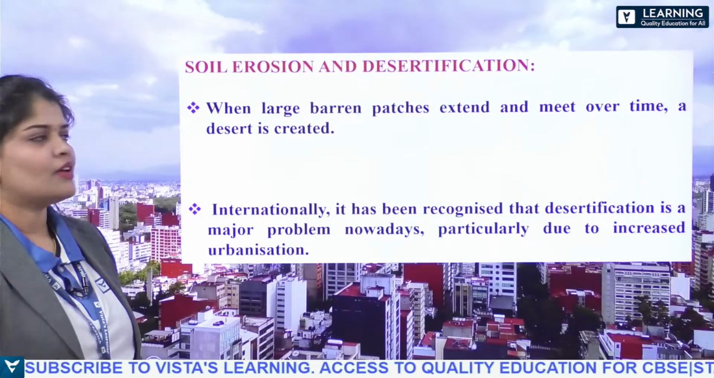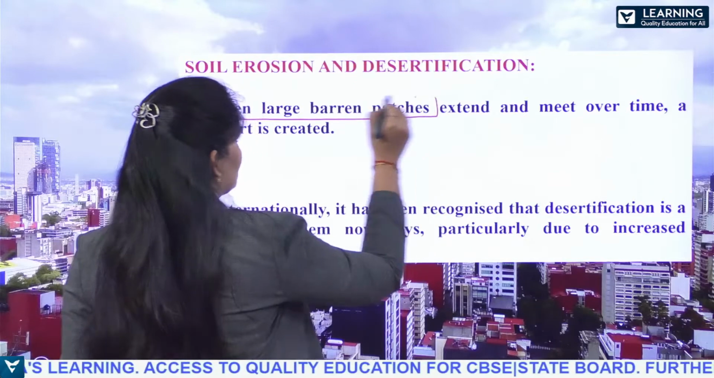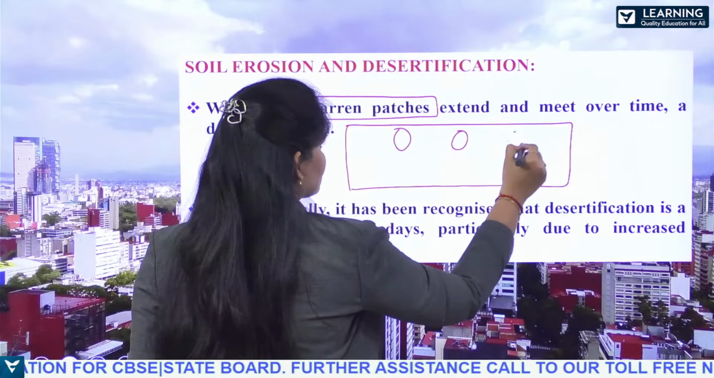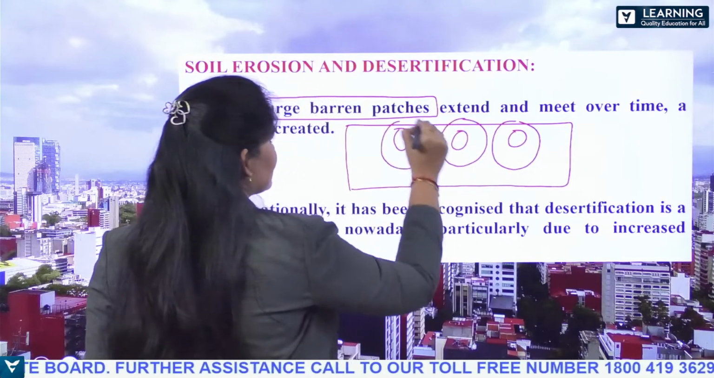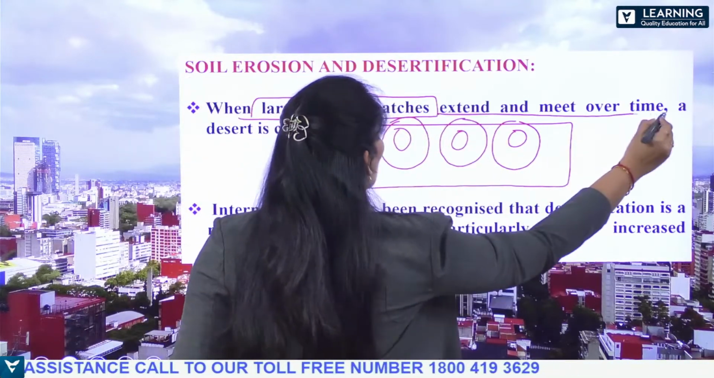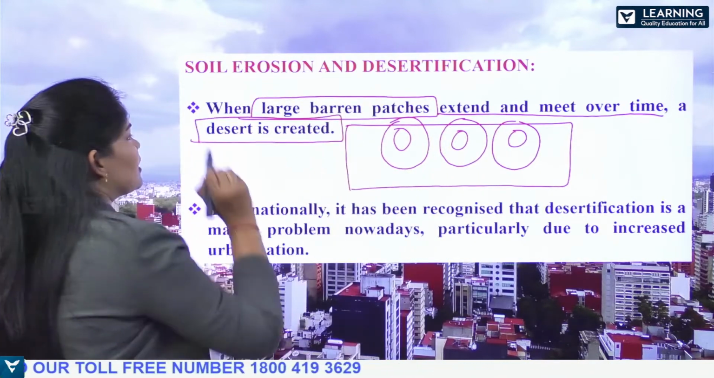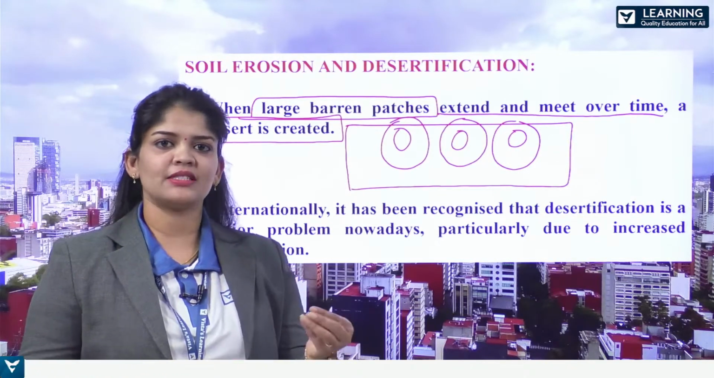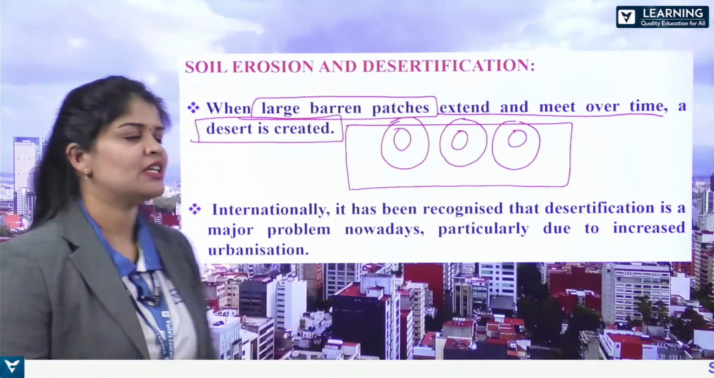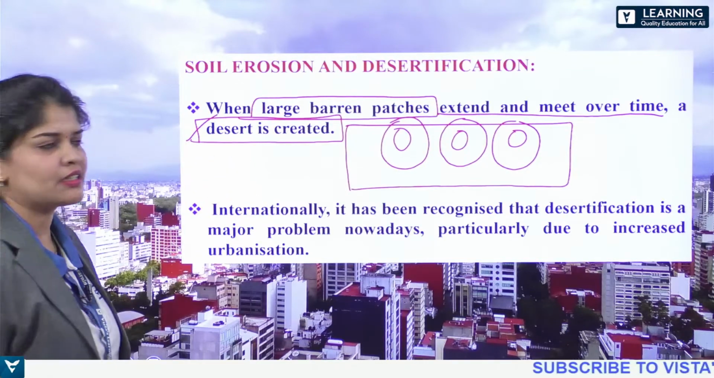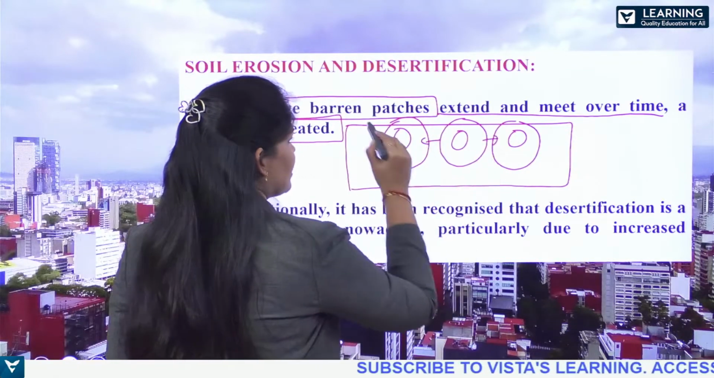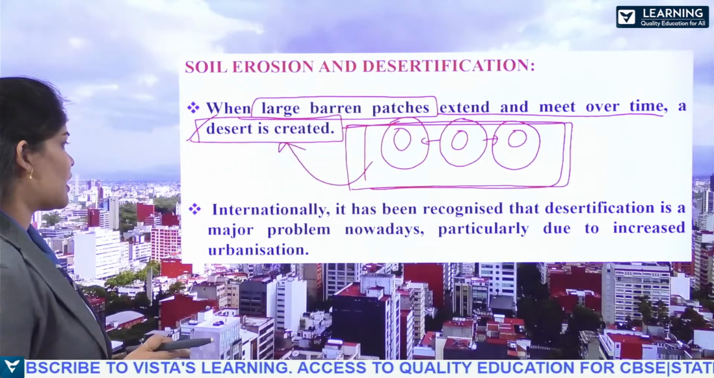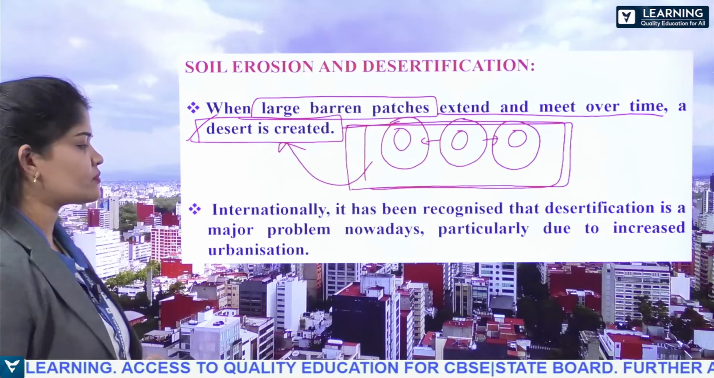So here, large barren patches. Initially it started as arid patches, then the patches grow in size, extend and meet over time to create unfertile soil, the soil which doesn't allow the growth of plants or simply doesn't support life. That's what we call a desert. So the patches meet each other and the complete place converts into desert. And that is desertification.